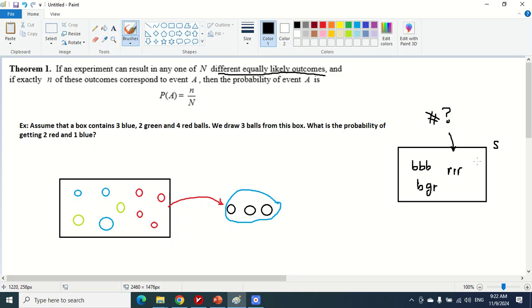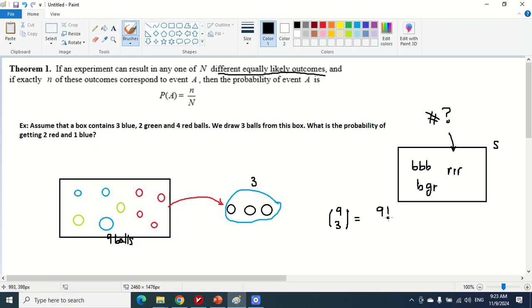So to count the elements of the sample space, I draw 3 balls out of 1, 2, 3, 4, 5, 6, 7, 8, 9. Totally we have 9 balls in our box, and we just draw 3 of them. So the number of the sample space will be the combination of 3 out of 9, because their places are not important. It looks like a group of elements, a committee, or a set.